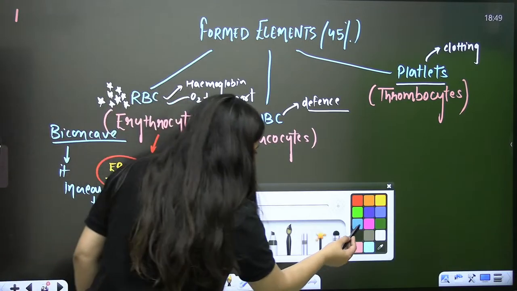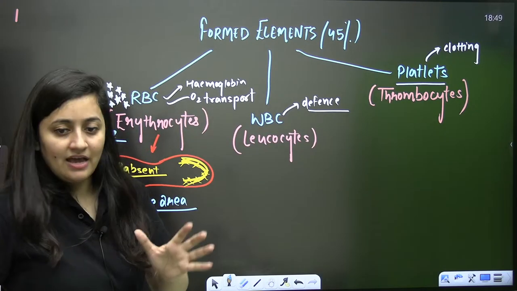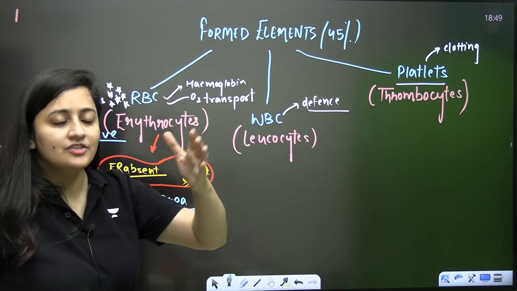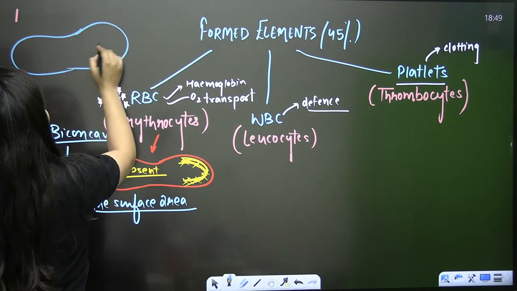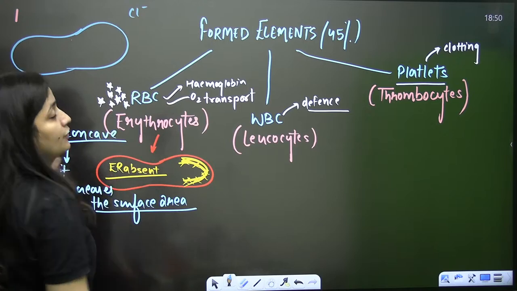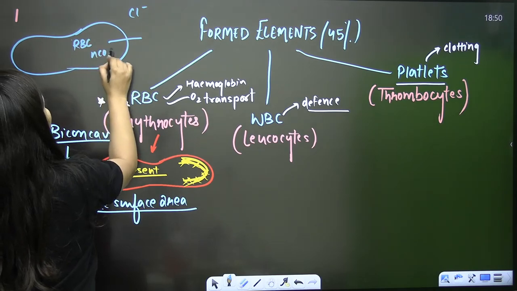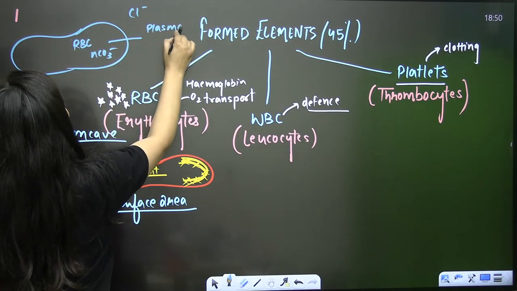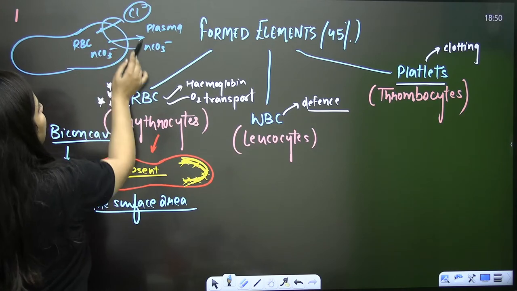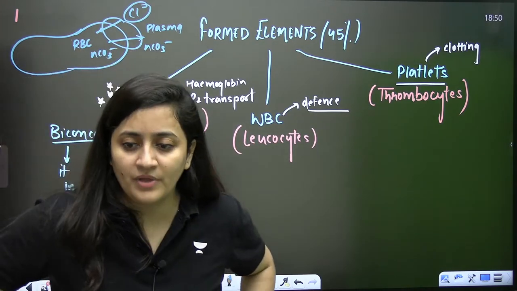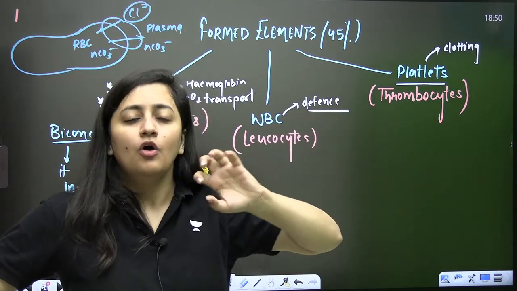And moreover, now I think you can relate it with the breathing and exchange of gases chapter. We have completed that chapter, isn't it? So remember, I was telling you, in the case of RBC, do you remember the chloride shift? Bicarbonate from RBC will move to plasma, and chloride ion from plasma will move to the RBC. When we discuss the transport of carbon dioxide, we talk about the Hamburger phenomenon, also known as chloride shift.